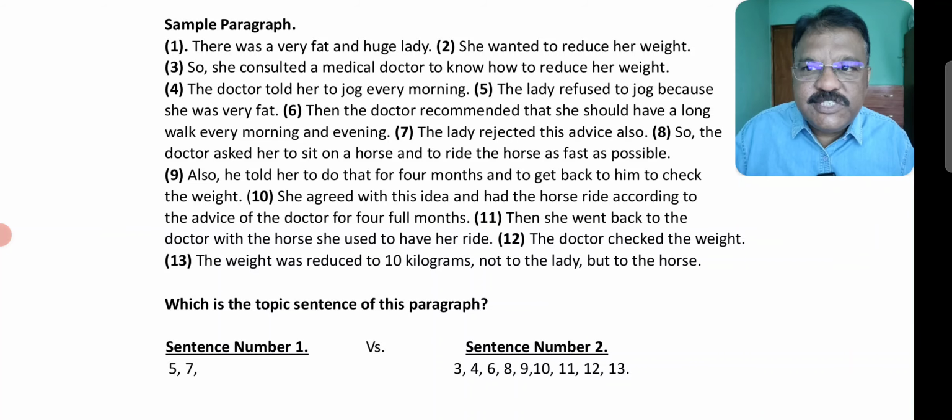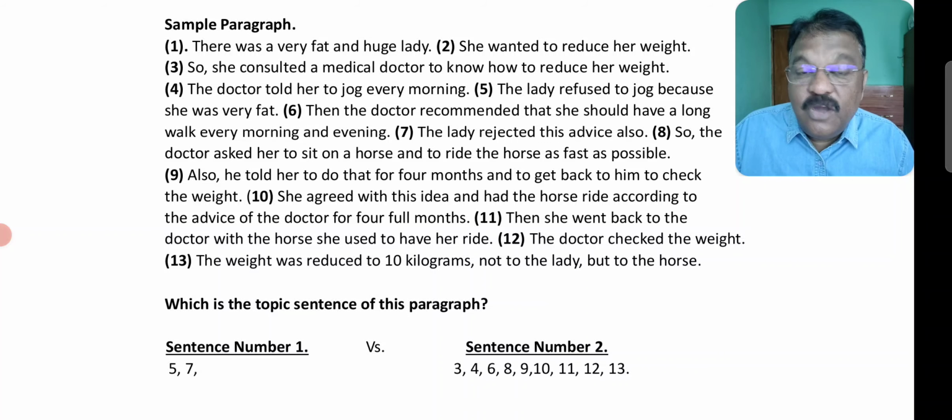Now, let's see sentence number 8. So, the doctor asked her to sit on a horse and to ride the horse as fast as possible. My dear viewers, why did the doctor finally ask her to sit at least on a horse and to have the horse ride as fast as possible? Because he thinks at least by riding the horse faster, her body will be jumping though she is sitting on the horse, and it can help her to reduce some amount of weight. Right? So, this sentence also supports the idea of reducing the weight. So, it supports sentence number 2. Put a tick by the side of sentence number 2 on your paper. Good.